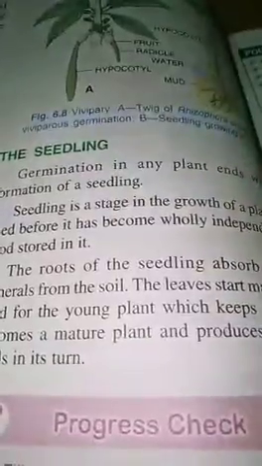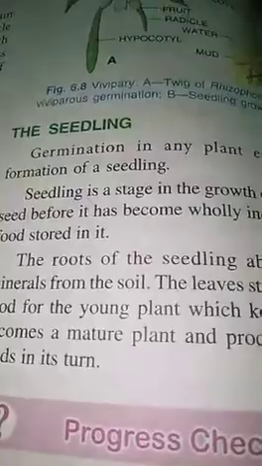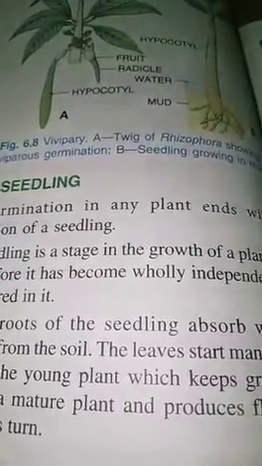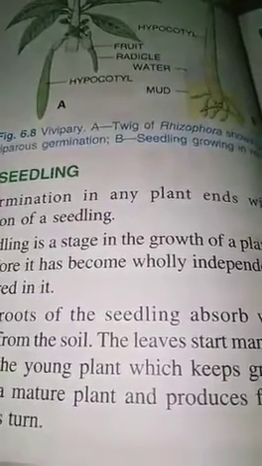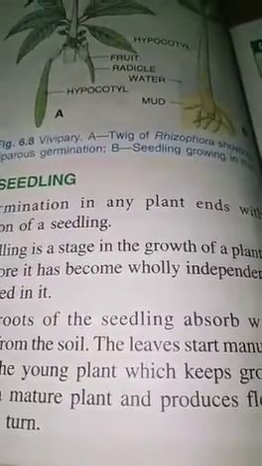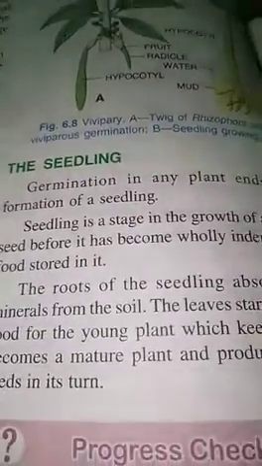And after completing viviparous germination, the last topic of this chapter is seedling. The germination in any plant ends with the formation of seedling. Seedling is a stage in which the growth of the plant from the seed before it has become wholly independent of the food stored in it. That means a plant before it is able to make its own food, that condition is known as seedling. Just after the germination, the baby plant that coming out of the seed is known as seedling.